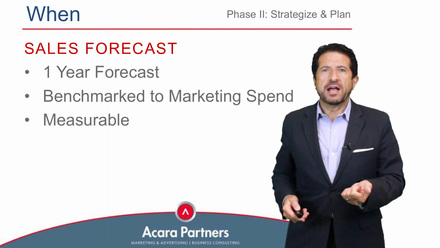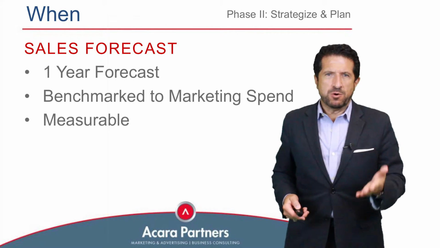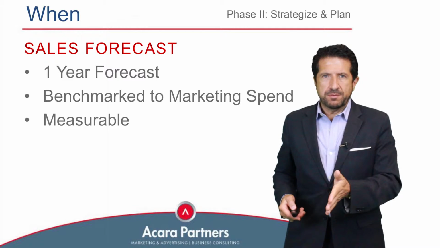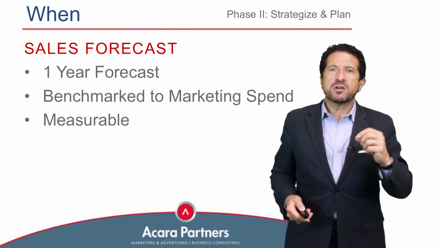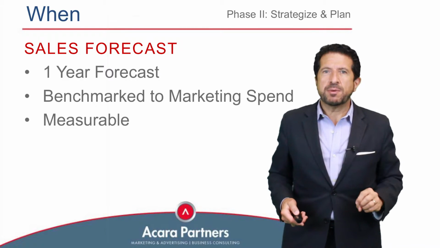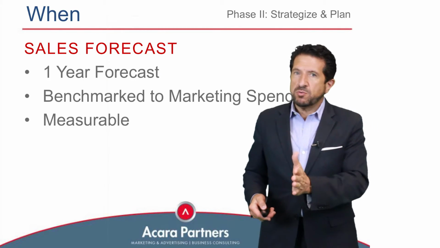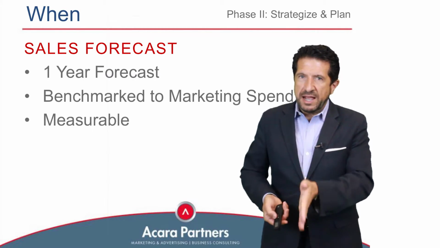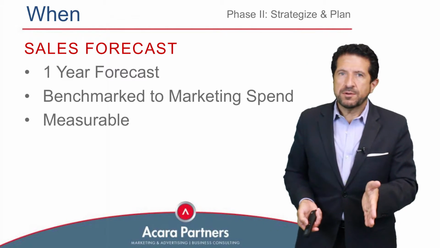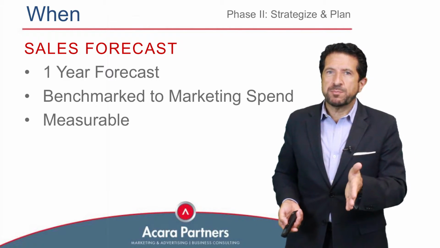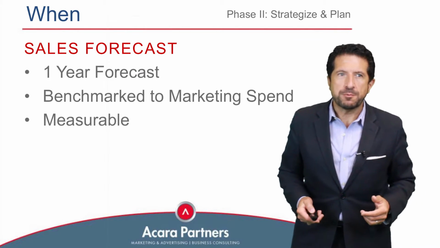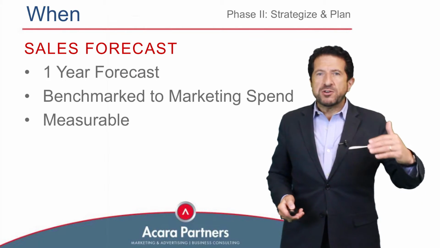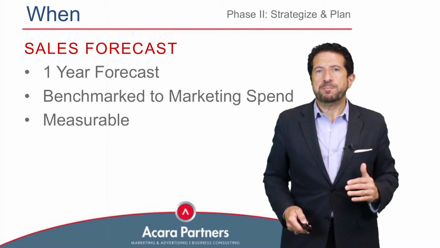Do a 1-year forecast. Identify where you want to be every month, month over month, for 12 months. Make sure you benchmark the marketing spend against that, like we talked about before. Don't spend more than 20% of your goal today, but if you've been doing this a long time, you may only have to spend 10 to 15%. See what's been successful in the past for you. And of course, by doing this, it all becomes very measurable.